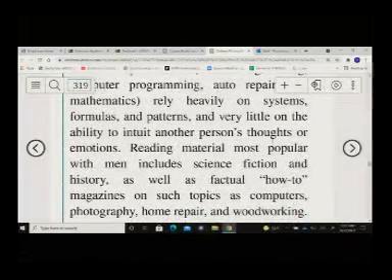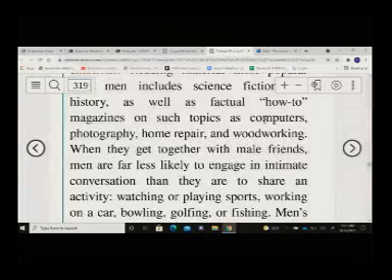Reading material most popular with men includes science fiction and history, as well as factual how-to magazines on such topics as computers, photography, home repair, and woodworking. When they get together with male friends, men are far less likely to engage in intimate conversation than they are to share an activity, watching or playing sports, working on a car, bowling, golfing, or fishing.